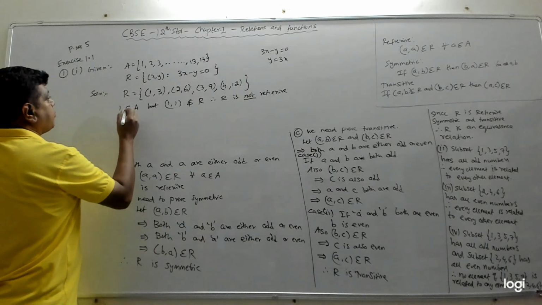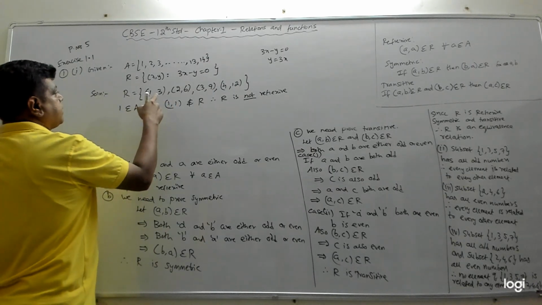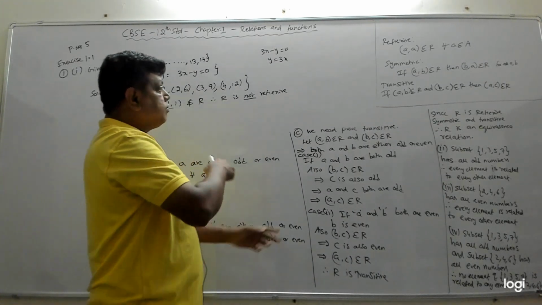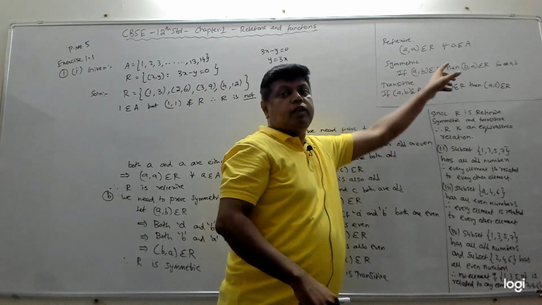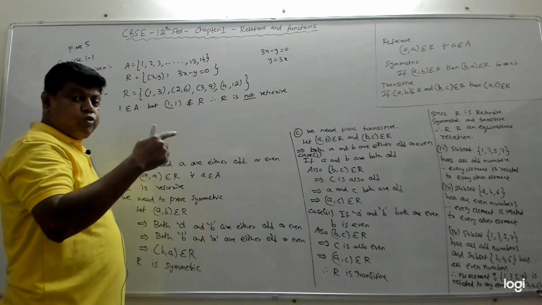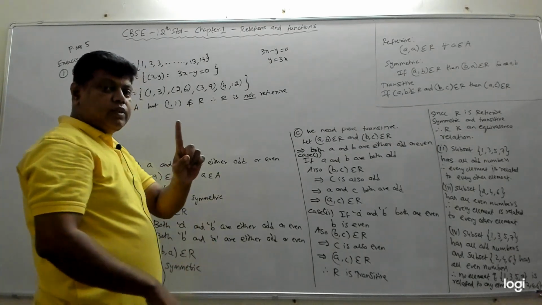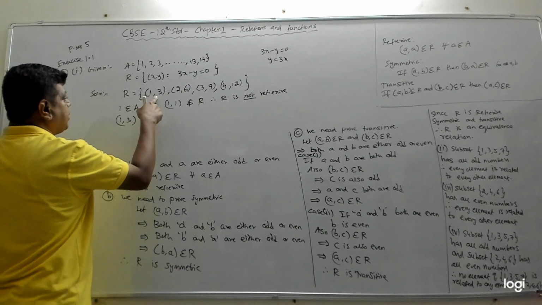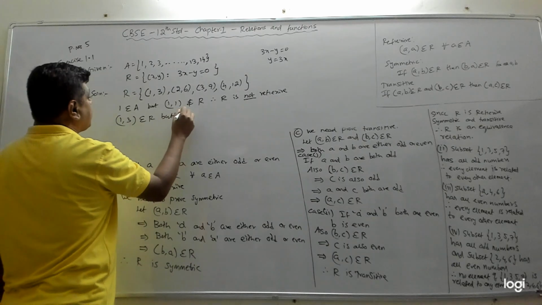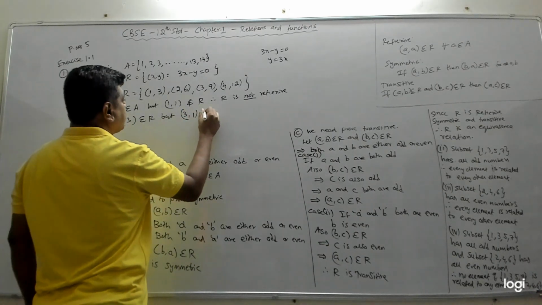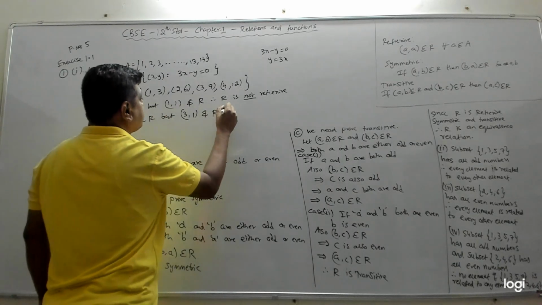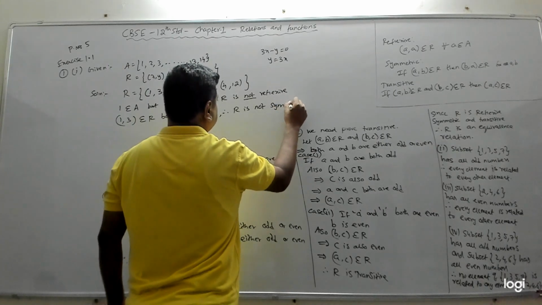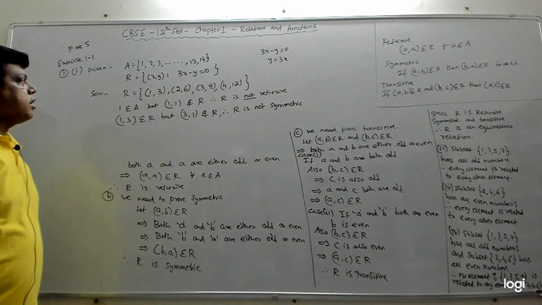Right? So now we have to check whether it is symmetric. For symmetric, we should take an element from the relation R, and we should show the reverse is also in R. If it is true for every pair, then we can say it is symmetric. Even if it fails for one pair, we will say it is not symmetric. Now let's take 1 comma 3. This element belongs to R, but 3 comma 1, the reverse, does not belong to R, because 3 comma 1 is not there. Therefore, R is not symmetric.